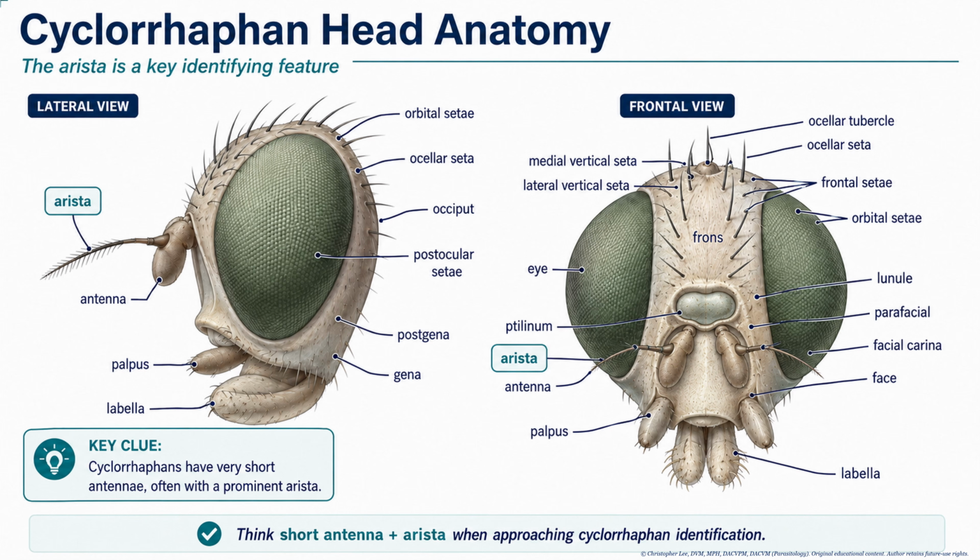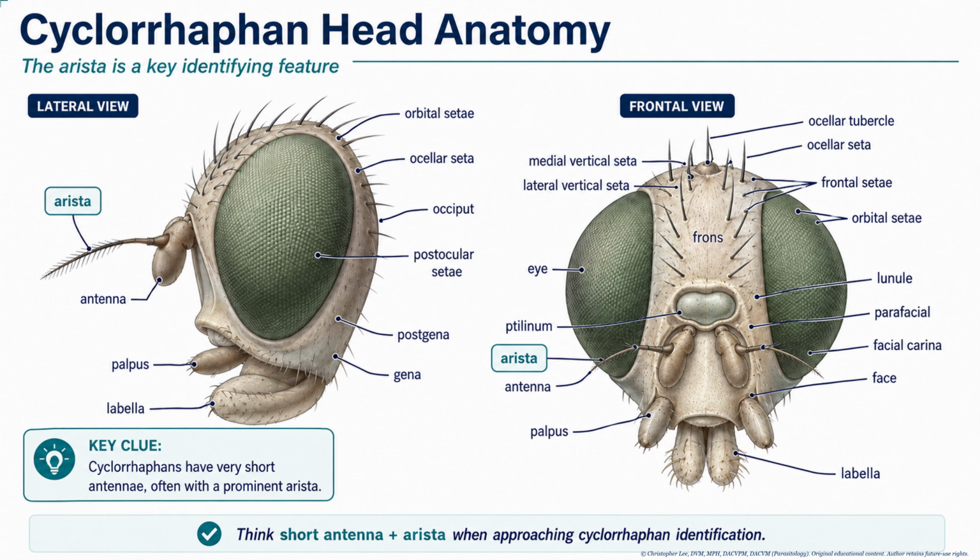Now look at the arista, the bristle-like projection coming off of the antenna. The arista is a sensory structure. It can help the fly detect environmental cues such as air movement, vibration, sound, temperature, and even humidity. For us, it is also a wonderful identification clue. If you hear yourself thinking short antenna plus arista, you're starting to think like a fly diagnostician. Fun etymology: arista comes from the Latin word for awn, or beard of grain, meaning a stiff, bristle-like projection.